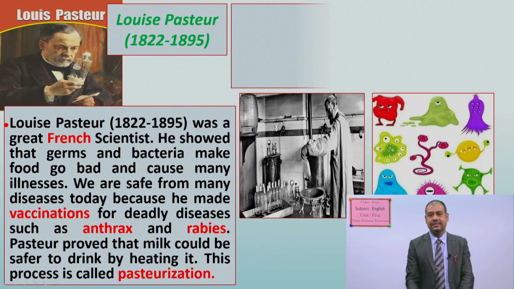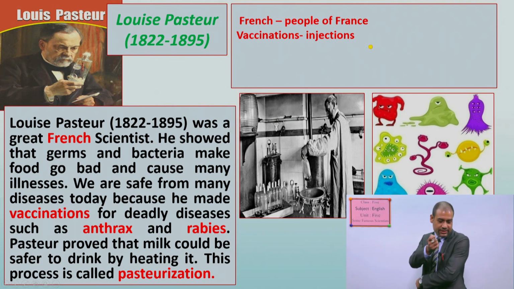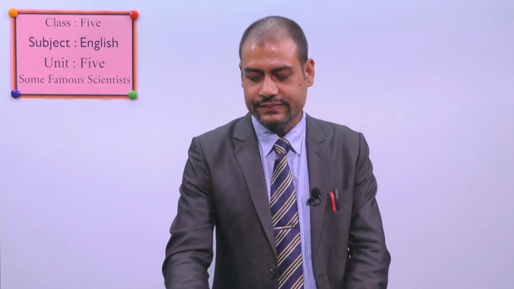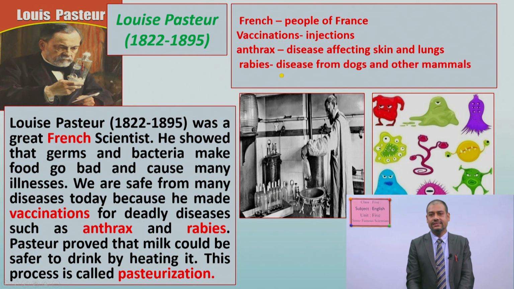Now, look at the meanings of these words. So, French, like Scottish, like Nepalese, means people of France, okay? Another meaning, vaccination. Vaccination means injection. If you go to the hospital, sometimes the doctor uses a kind of syringe. That is what we call vaccination. Another, anthrax, is a kind of disease affecting our skin and lungs, so it is also a dangerous disease. Another is rabies. It is a disease from dogs and other mammals, okay?